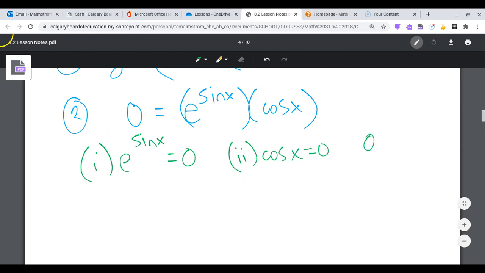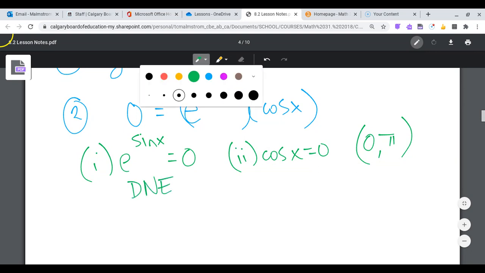Now, remember, we're looking at from 0 to pi. Anytime we're looking at trig, we want to be looking at something that's restricted. Okay, so think about this. E to any exponent, will it ever equal 0? The answer is never. This is never going to work. And perhaps if you just need to, on a piece of scrap paper, think about that.